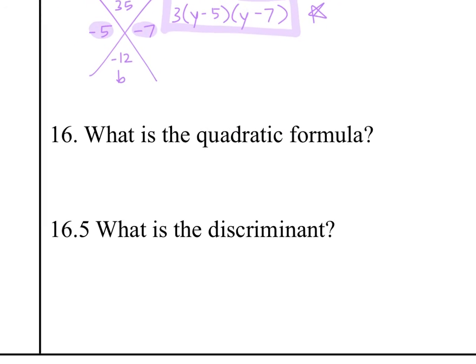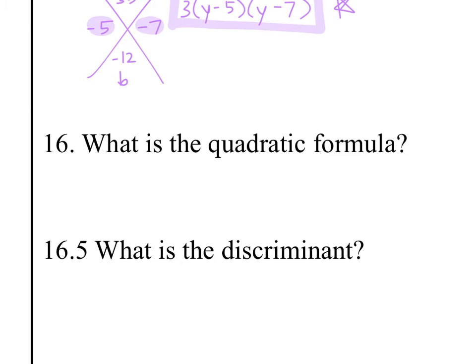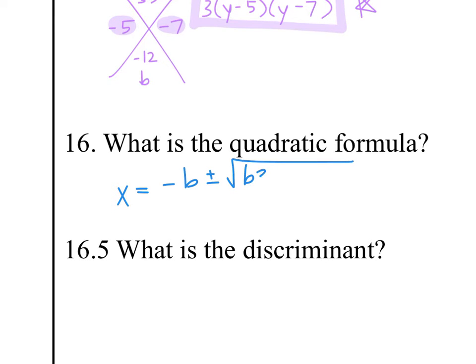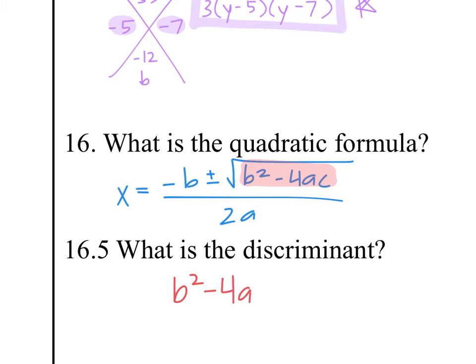What is the quadratic formula on your final? You'll just have to be able to identify it by multiple choice, but hopefully that song is stuck in your head. Pop goes the weasel. This is your quadratic formula. And the discriminant is just part of the quadratic formula. The discriminant is just that stuff underneath the square root, so b squared minus 4ac.